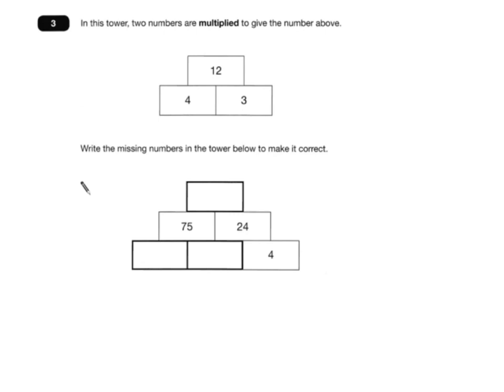Question 3 then. Well, yes, two numbers are multiplied together. 4 times 3 equals 12. So that's the example, which I think is okay. Now, what are we going to have to do here?